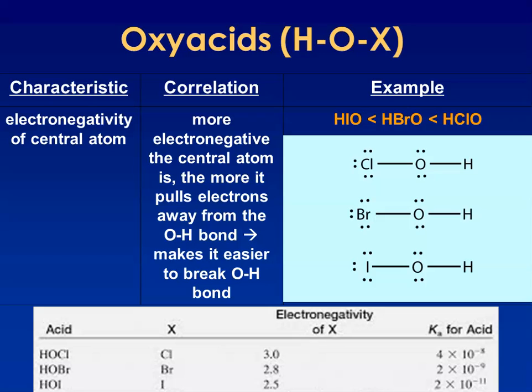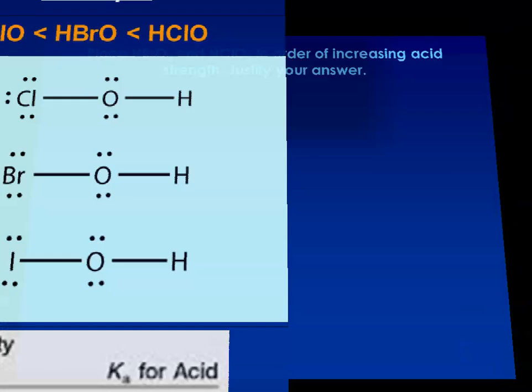So whether it be HIO, HBrO, or HClO, whether it be HClO2, HBrO2, or HIO2, you're going to see the same general trend. The less electronegative that halogen is, the less acidic that oxyacid will be for the same amount of oxygen atoms if the only difference is the halogen that they are bonded to.